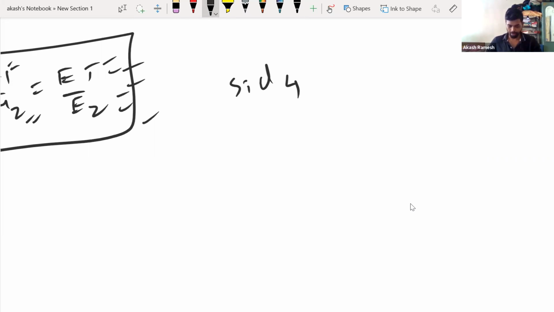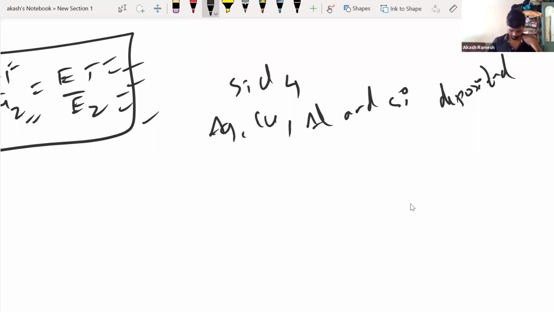Okay, now the question is, find the ratio of number of moles of Ag, Cu, Al, and Si deposited. Find the ratio of number of moles of all of these getting deposited. I'll repeat the question, people. 1 Faraday of electricity is passed through a solution containing 1 mole each of AgNO3, CuSO4, AlCl3, and SiCl4.